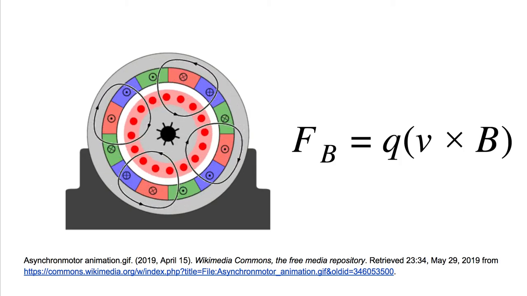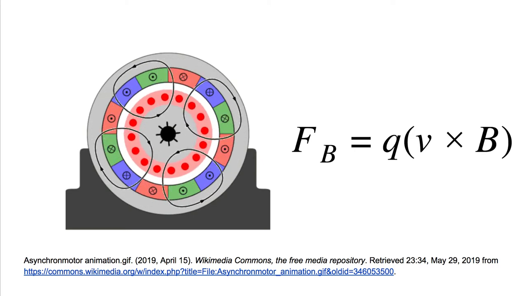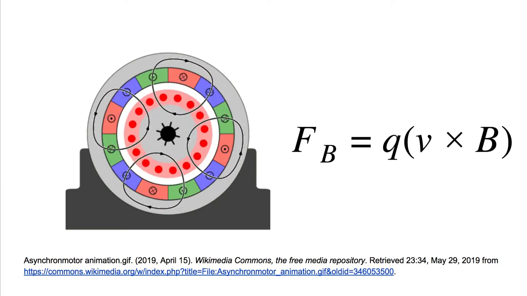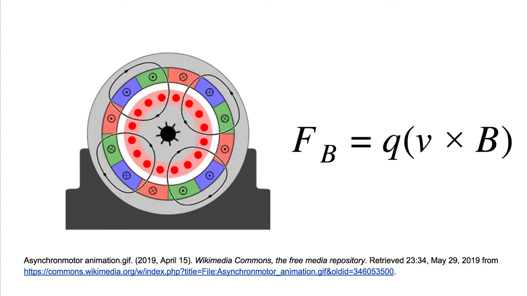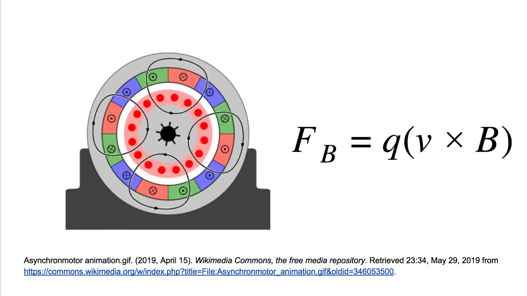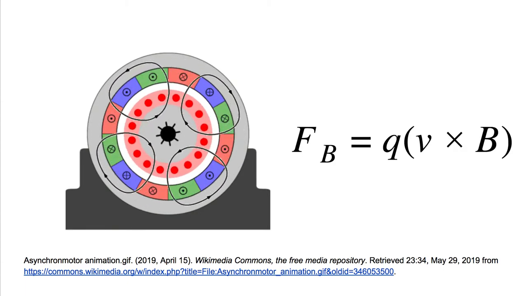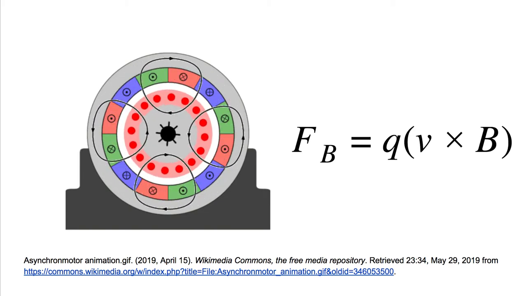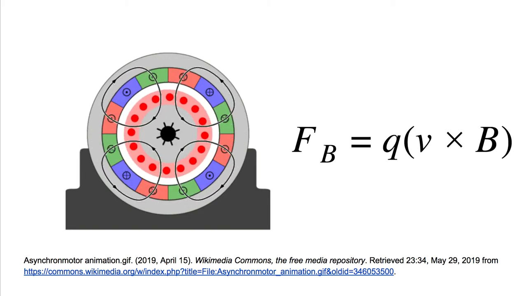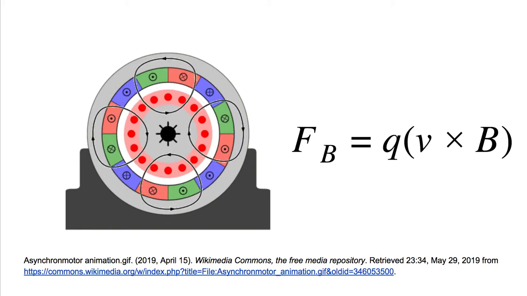Because of this, the rotor can never move at the same speed as the magnetic field and always lags behind. But as the rotor lags behind, the cross product between those two vectors becomes more positive, and then it will speed up. So because of this, it will never move exactly at the same speed and it will always be less.